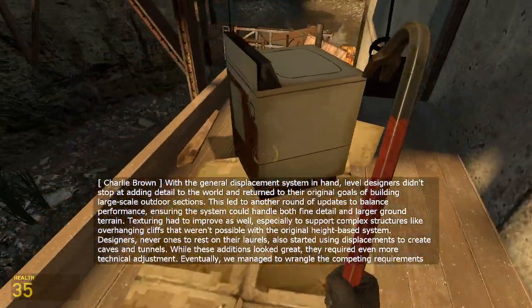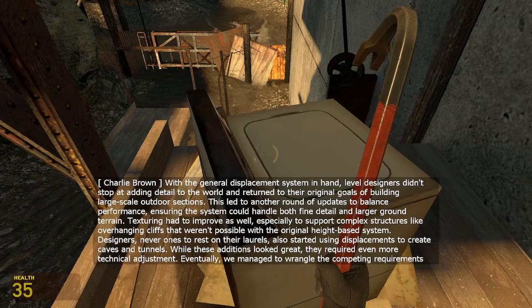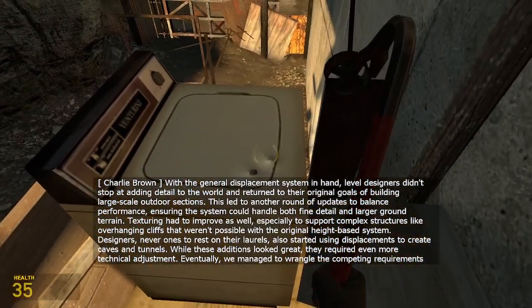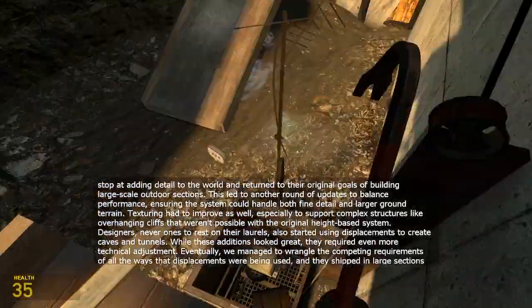With the general displacement system in hand, level designers didn't stop at adding detail to the world and returned to their original goals of building large-scale outdoor sections.